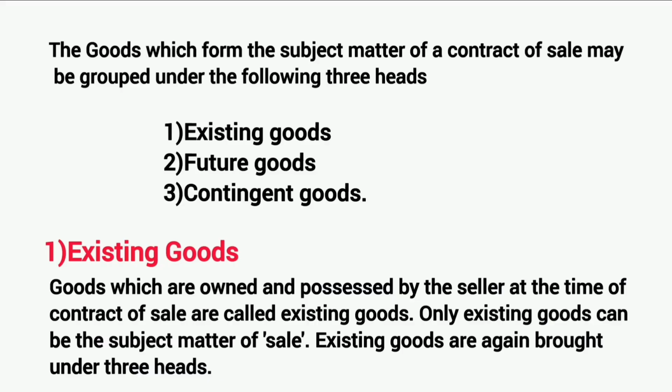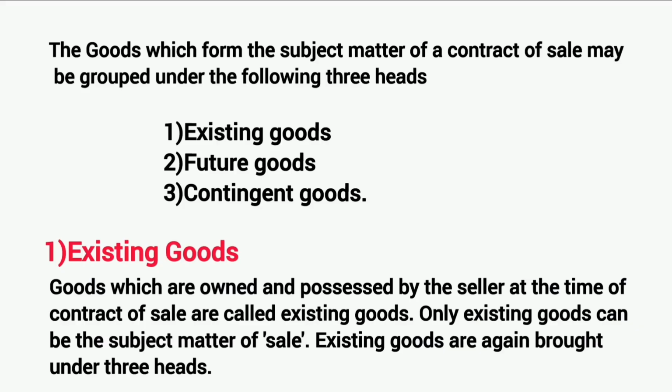The goods which form the subject matter of a contract of sale may be grouped under the following three heads: existing goods, future goods, and contingent goods. Existing goods. Goods which are in the possession of the seller at the time of the contract of sale are called existing goods. Only existing goods can be the subject matter of sale.